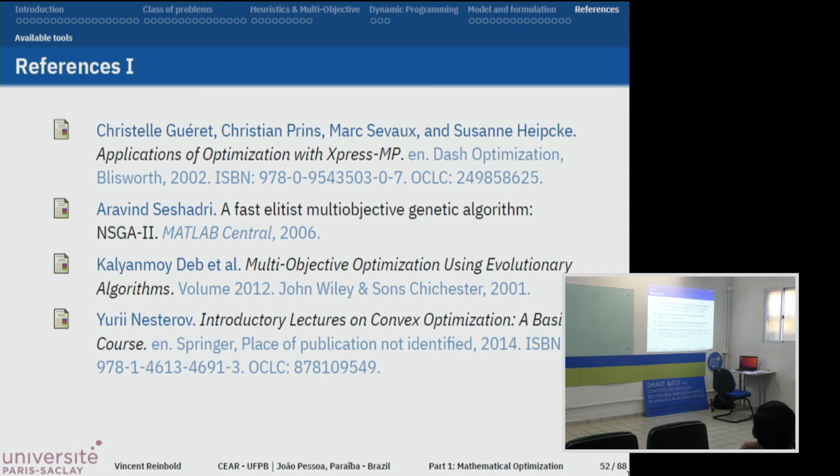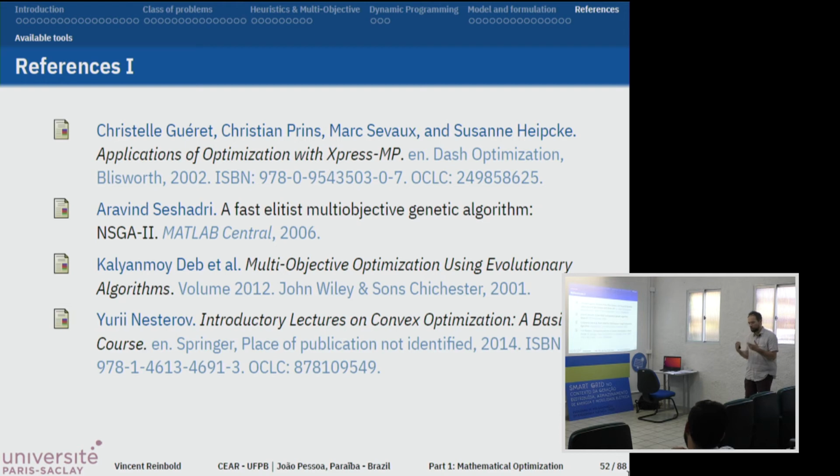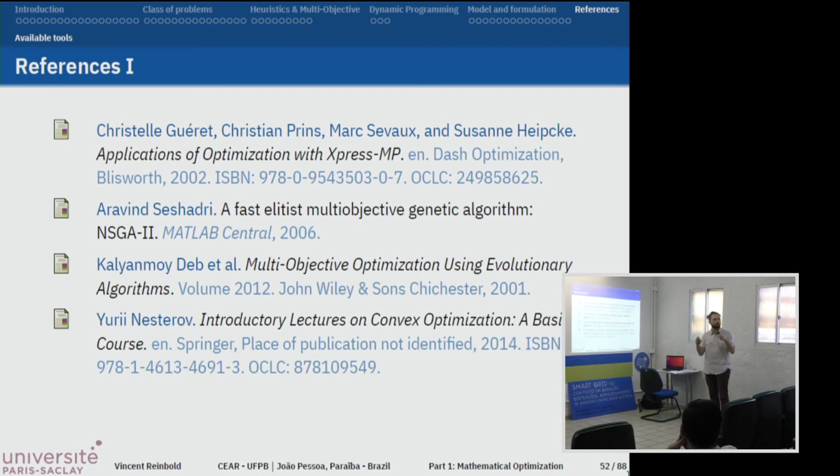And he wrote a lot of articles and a lot of work about evolutionary algorithms. So in this book, you will find everything about evolutionary algorithms, and in this family of algorithms, there is the NSGA2. He also wrote a paper for MATLAB here that describes the NSGA2. So that was the reference I was using when I was explaining that. The first one is a book.